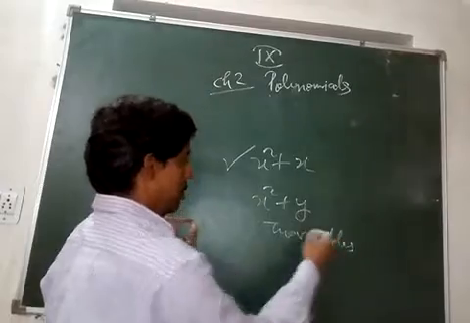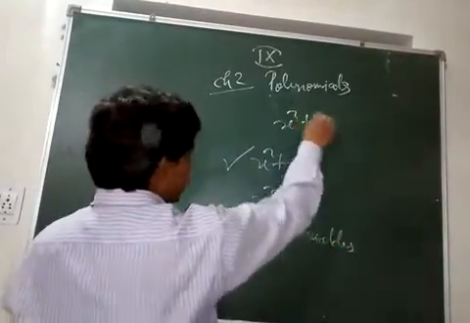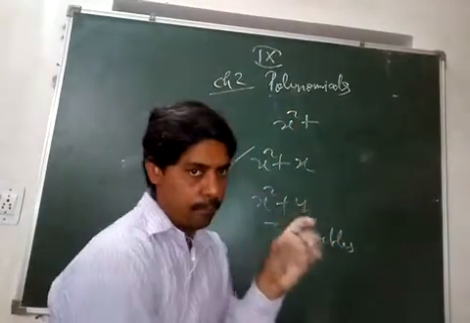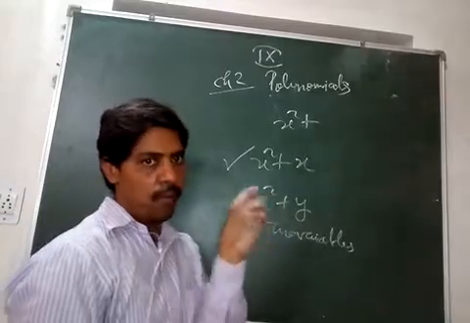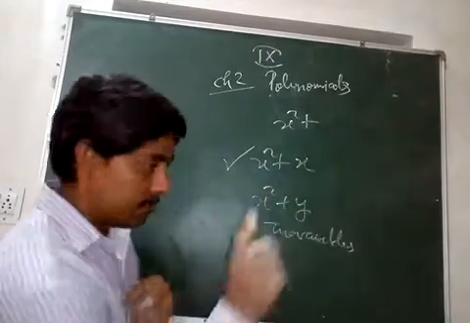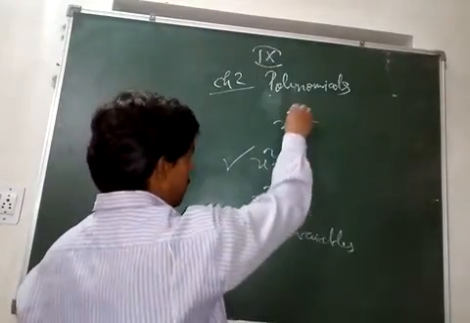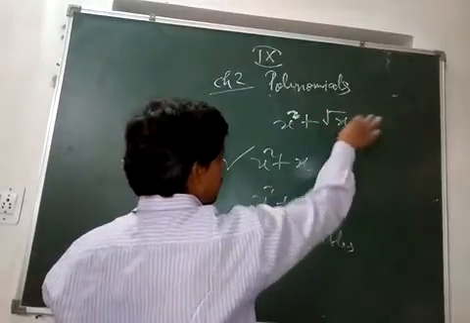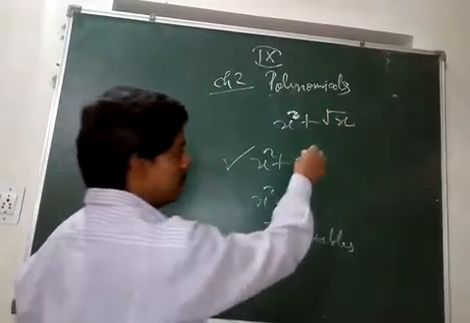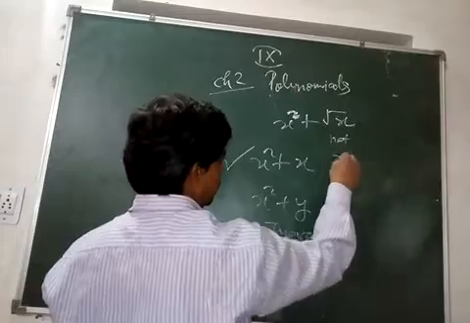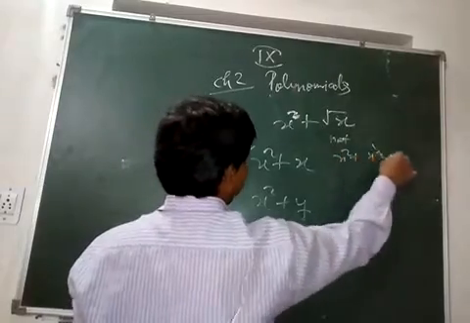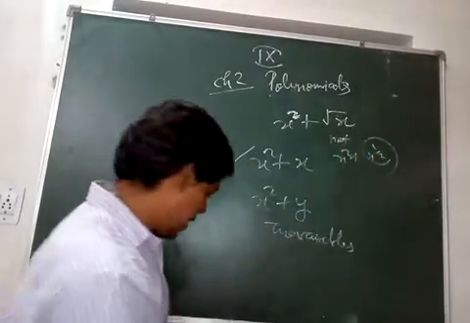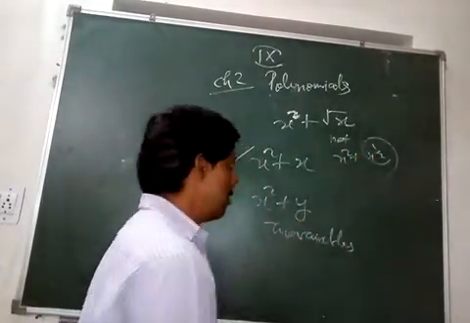Suppose somebody asks you, you have to check every term. Even if in one term the power is negative or fraction, you will cut it, that is, you will say it's not a polynomial. Like here, x square is a polynomial, but somebody says plus root x. As soon as you get root x, you will say this is not a polynomial because it is x to the power half. Even if in one term you are getting a fraction, you will say it is not a polynomial.